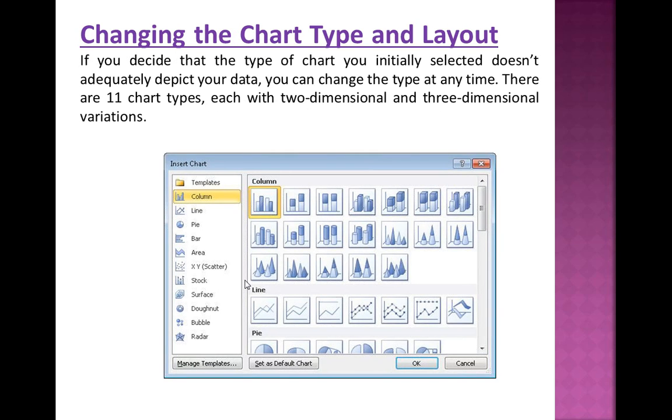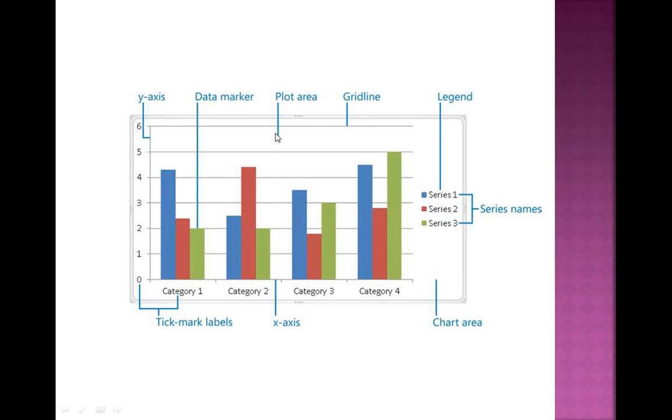Next is how to change the chart type and layout. Once you have created the chart, you can change the layout of the chart at any time. There are different types of charts available. There are a total of 11 types of charts. There are 11 chart types, each with 2-dimensional and 3-dimensional variations. You can change the chart type at any point of time. These are the different charts. These are the different layouts. You can change them at any point of time.